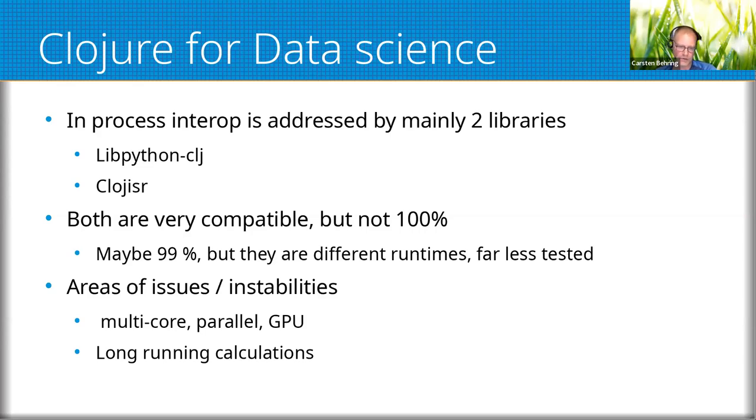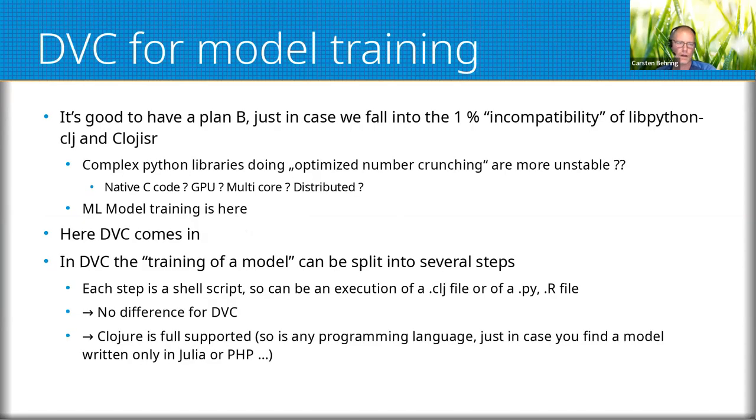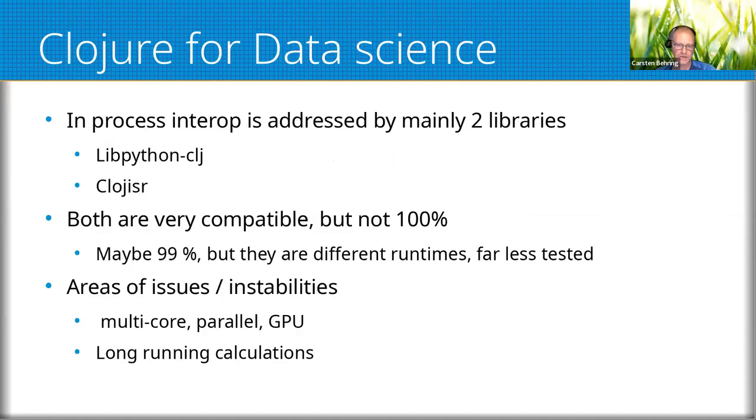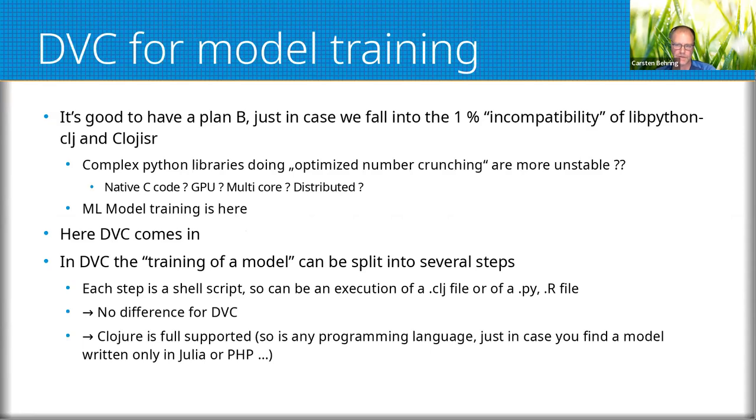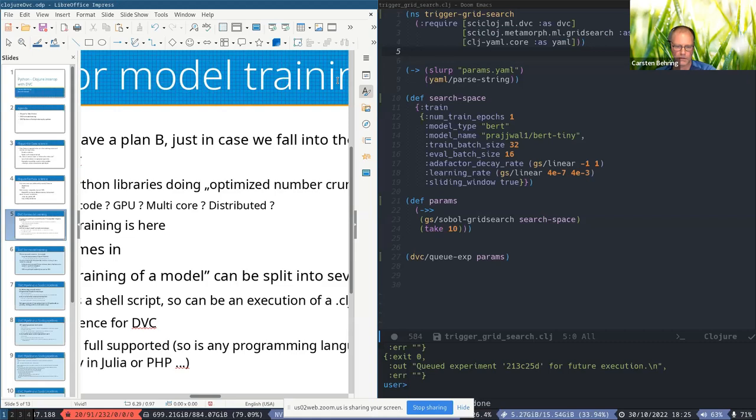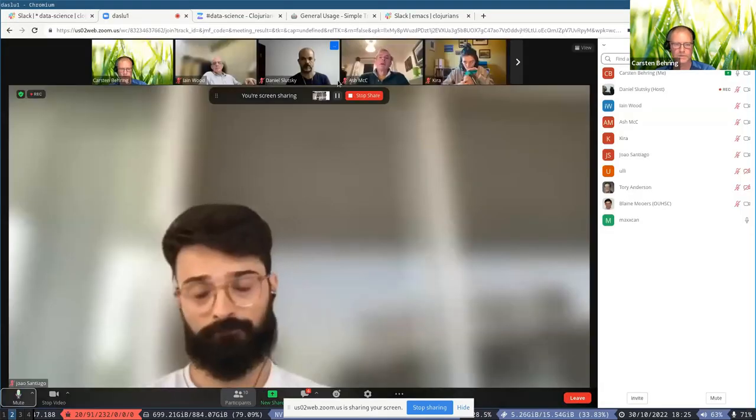So there are certain areas of issues which I have experienced as well, instabilities. The moment it goes to multi-core, parallel, GPU, long-running calculations, we could expect issues to appear to a certain level. So it's good to have a plan B. The plan B is just to have something to do the moment we fall into these 1% of things which are not working, and there DVC plays in. Maybe now we can get Joan with a little more introduction to DVC, if you agree.